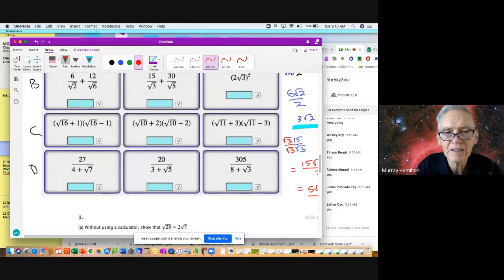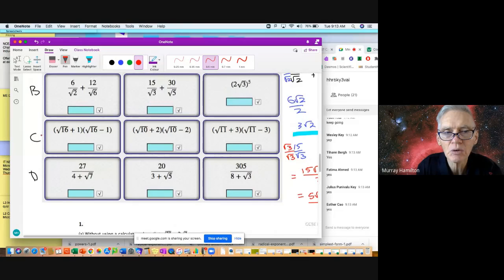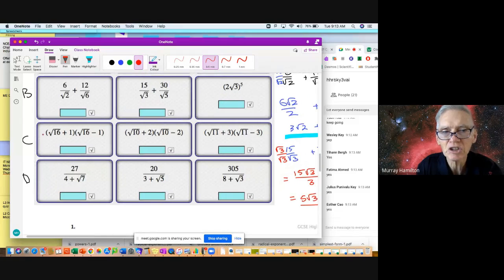For C and D here, we're going to look at what we call the conjugates. So when I multiply root 16 by root 16, that just gives me 16. And when I have a plus and a minus here, the difference of two squares, the middle term cancels out because this is minus root 16 plus root 16, which gives us nothing. Then 1 times negative 1 is minus 1, so the answer is 15 there.